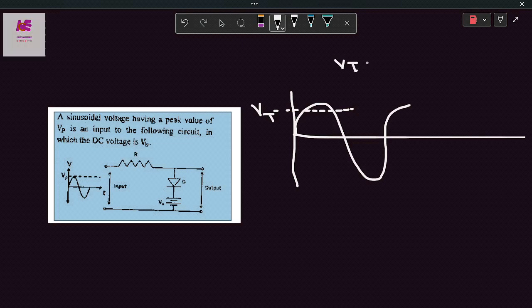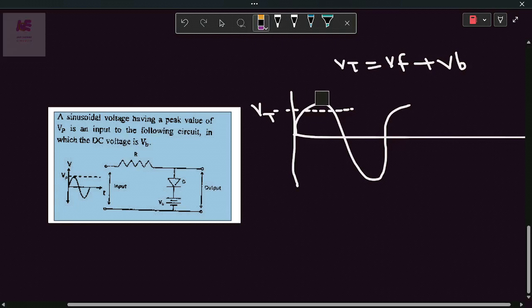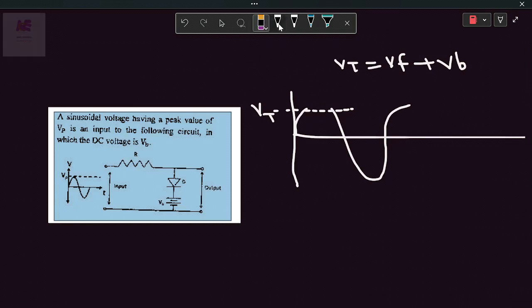We know that Vt is equal to Vf plus Vb. So at this voltage, the diode will start conduction and there is no voltage drop above this in voltage. The diode will start conduction, and above Vt we are not getting the output voltage, and below Vt the diode will be in reverse biasing, and we are getting the maximum voltage drop across the output terminals.